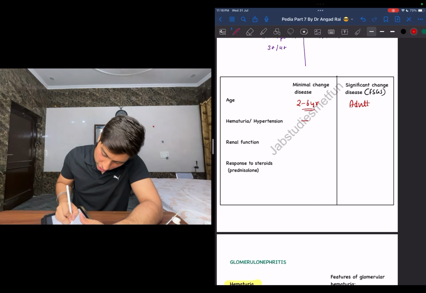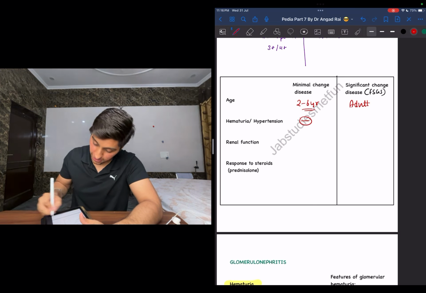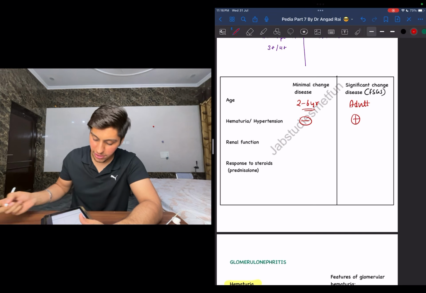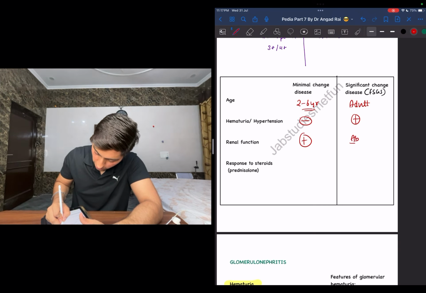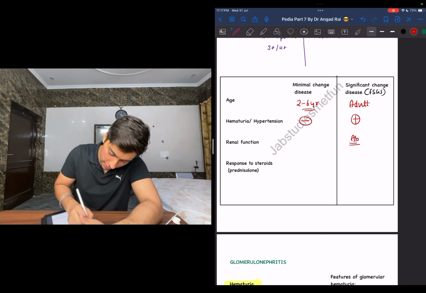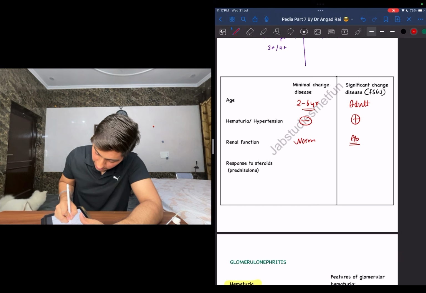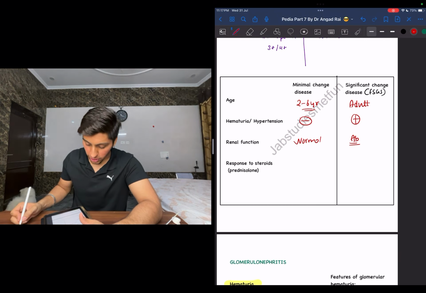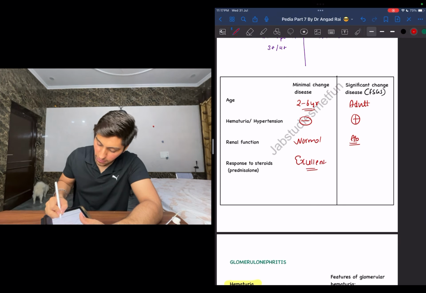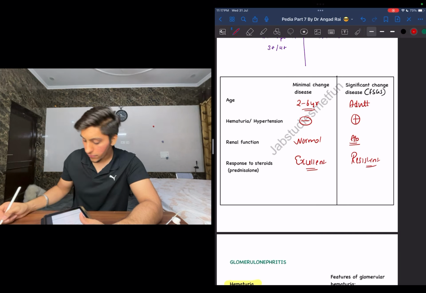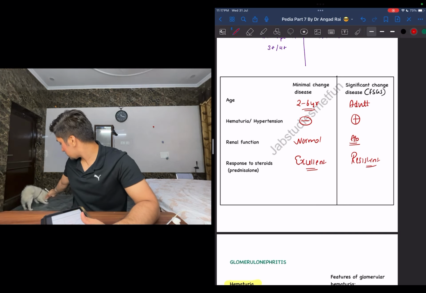There is no hematuria or hypertension in minimal change disease, but in significant change disease it is present. Renal function test is normal in minimal change disease, while it is abnormal in case of significant change disease. Response to steroid, guys, is excellent in minimal change disease, while it is resistant in case of focal segmental glomerulosclerosis. Okay.